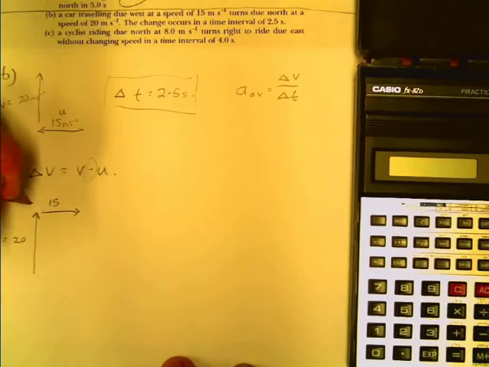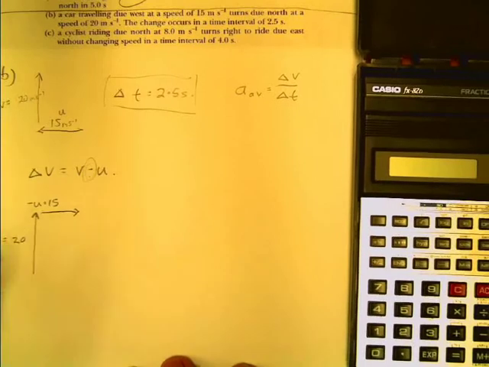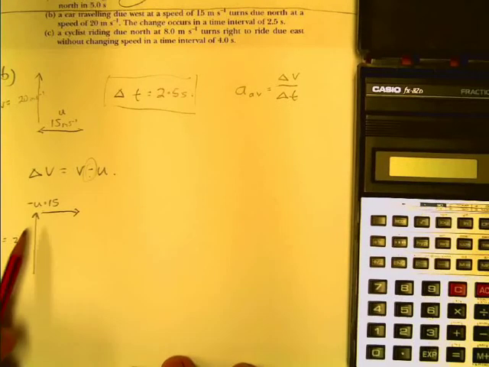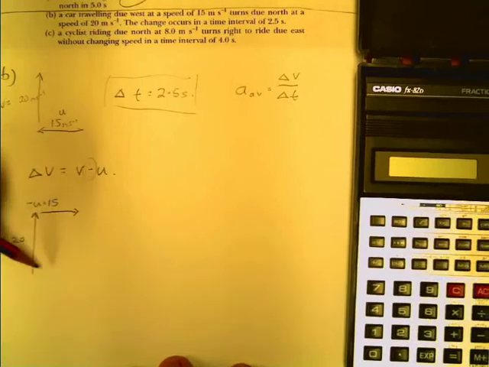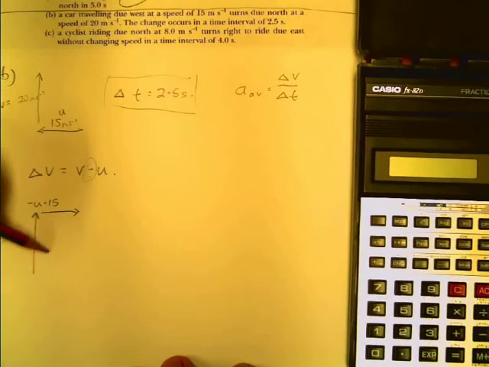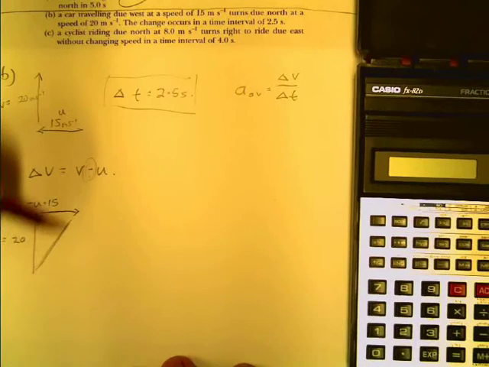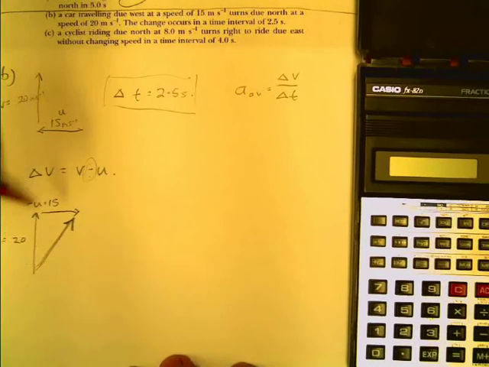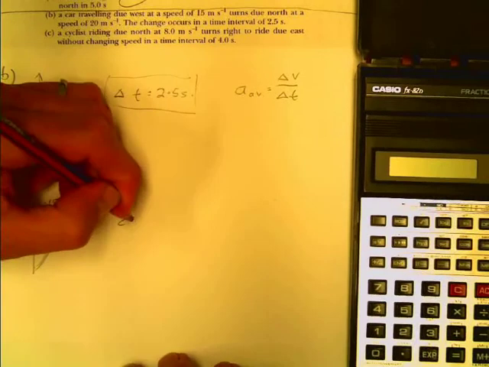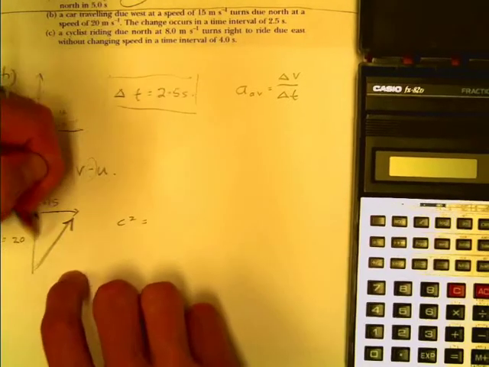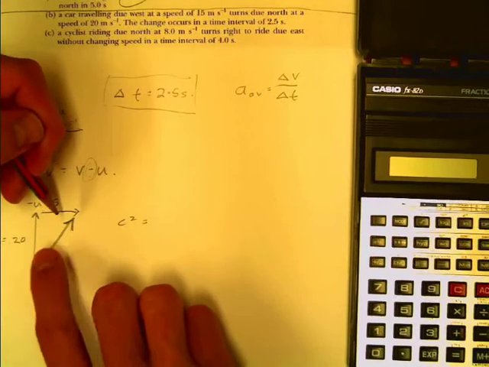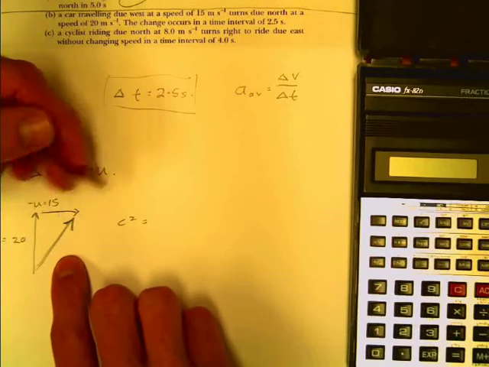So this is v, this is now final velocity. This is negative initial velocity. So our resulting vector, we run from the tail of the first to the head of the second, and our resultant vector is this. Now, using the magnitudes, we can work out the magnitudes of these two knowns. We can work out the magnitude of our resultant vector here.